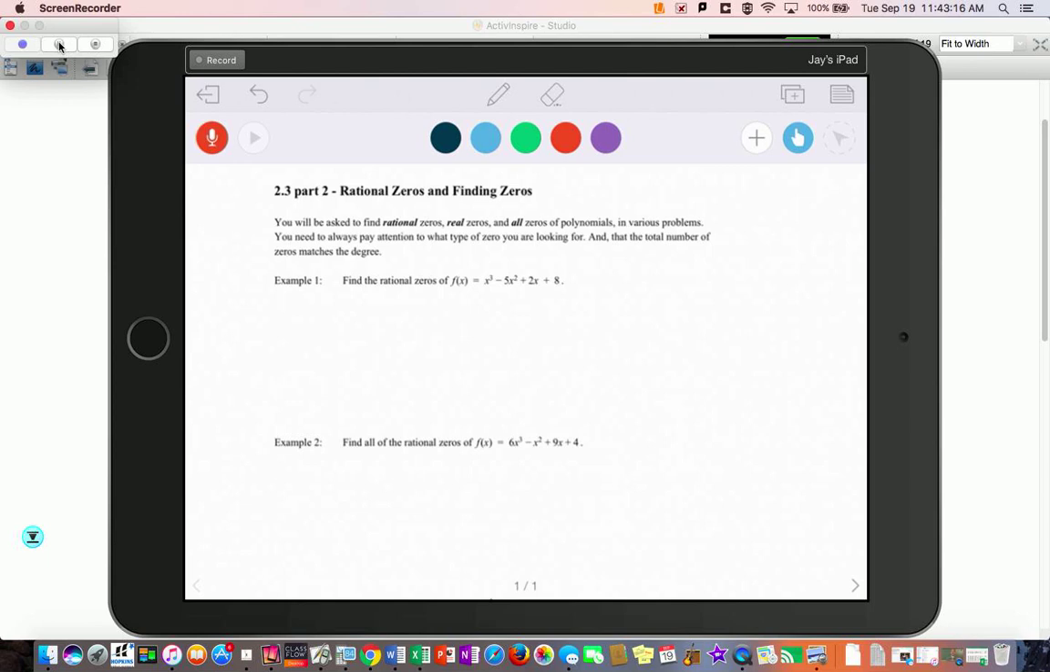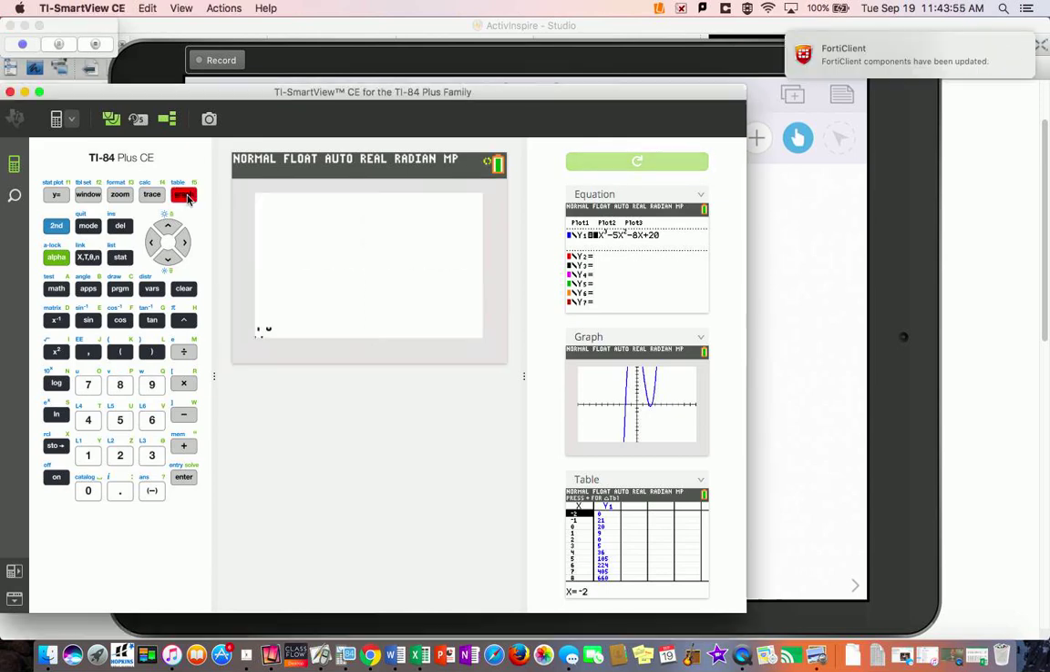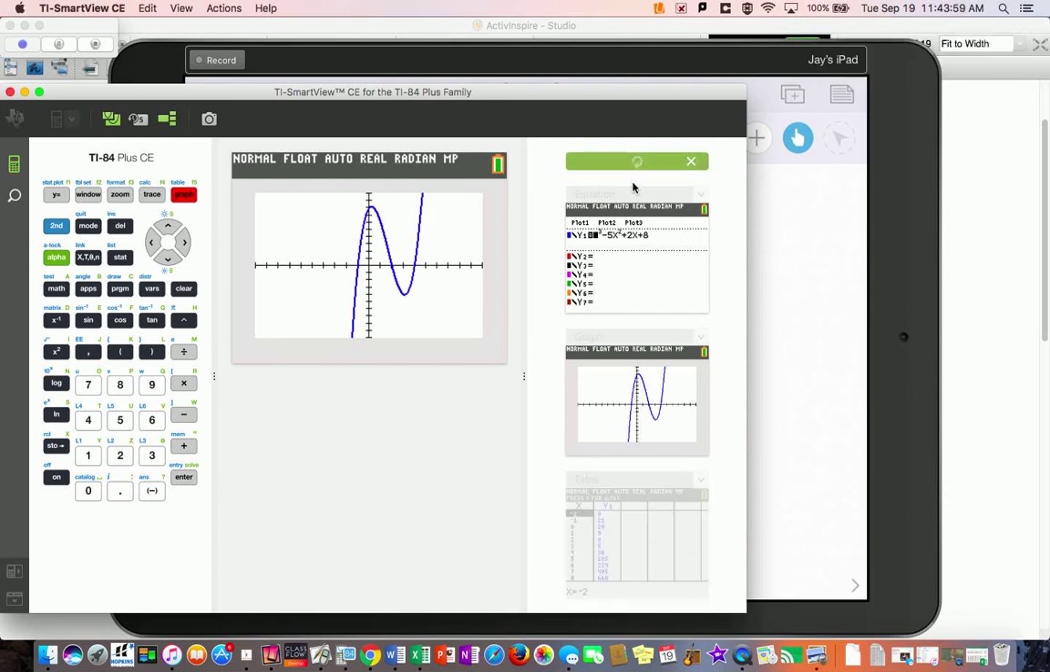So the first thing we're going to do is take this equation right here and put it into our calculator. So I've typed my function into the calculator. I look at the graph. You can see it looks like it's hitting -1, 2, and 4. So those are the numbers we're going to start with. We're going to do some synthetic division on -1, 2, and 4.